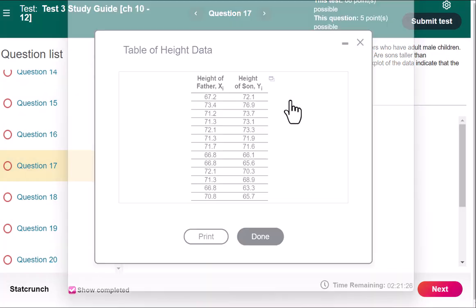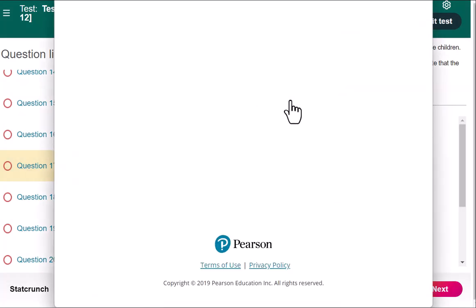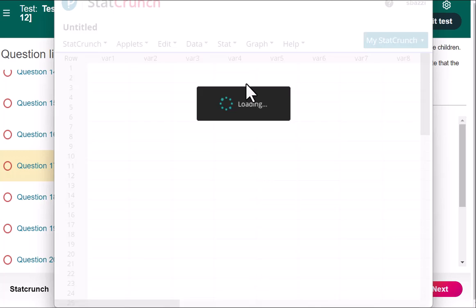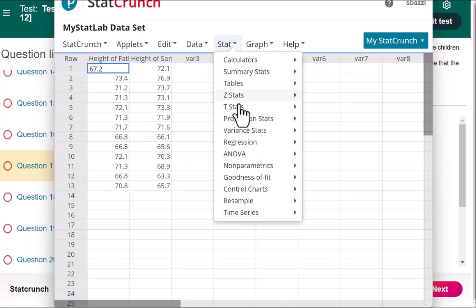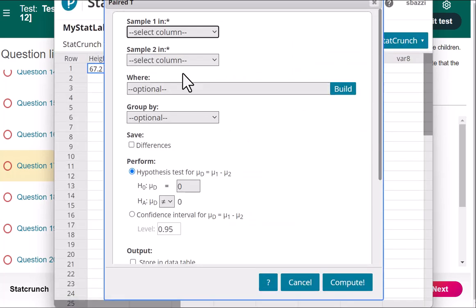So you just open StatCrunch: Stat, T Stat, Paired, select column 1, father, select column 2, son. So the fathers are shorter than the sons. That means the difference is less than 0. Save the differences, less than 0.